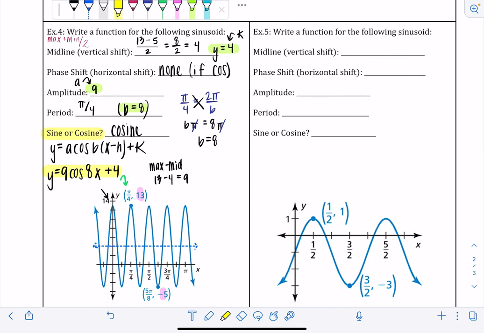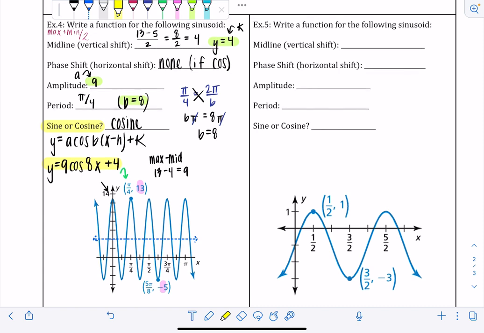Okay, and then example 5, last one. So write a function for the following sinusoid. Same thing, we're going to go through midline, phase shift, amplitude, period, sine, cosine, and so on. If you're watching this video on your own, it would be good to pause it and test yourself to see how much you can get on your own, and then play it just to check your work. So we're going to go through the midline, and before we do the rest, we'll decide on sine or cosine.